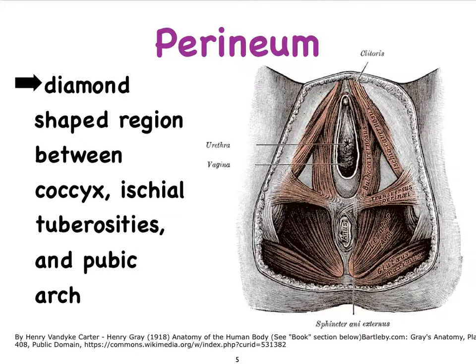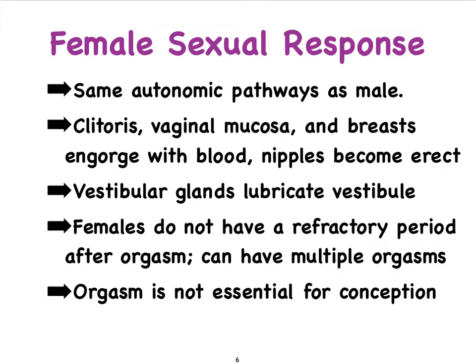Once again, recognize the location and the order of the three orifices in the female, with the urethral orifice the most anteriorly, followed by the vaginal orifice and then the anal orifice. Anterior to the urethra, we have the clitoris. And since it's primarily the external reproductive structures of the female that play a role in reaching orgasm, we can discuss just very briefly the female sexual response, which is very similar in whatever autonomic pathways are used as in the male. We're seeing that the clitoris becomes erect, that the Bartholin's glands start to produce enough mucus to moisten the whole vaginal area and the rest of the vestibule.